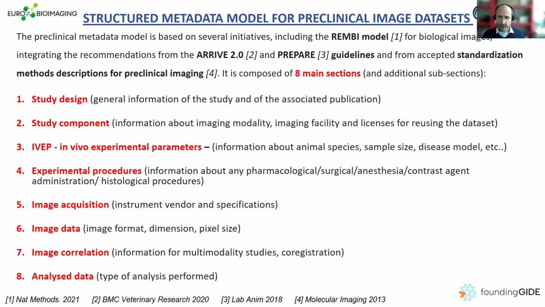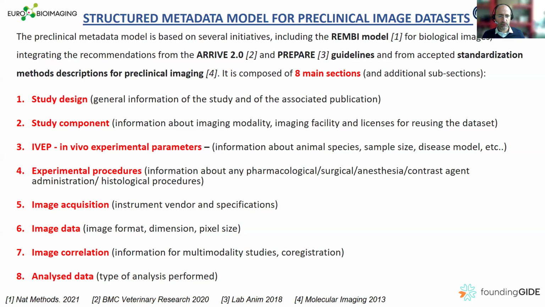So starting from this previous work, we have structured a metadata list to describe preclinical image datasets that is based on 8 main sections. Some of them include additional subsections that essentially provide information regarding the study design, so general information on the study and the associated publication, the study component, so meaning related to the imaging modality and to the imaging facility where images have been acquired, as well as licenses to reuse the data set. We are taking information about the in vivo experimental parameters, so all related to the in vivo study, as well as to the experimental procedures. So any information related to any pharmacological, surgical, contrast agent administration, histological procedures, and so on.